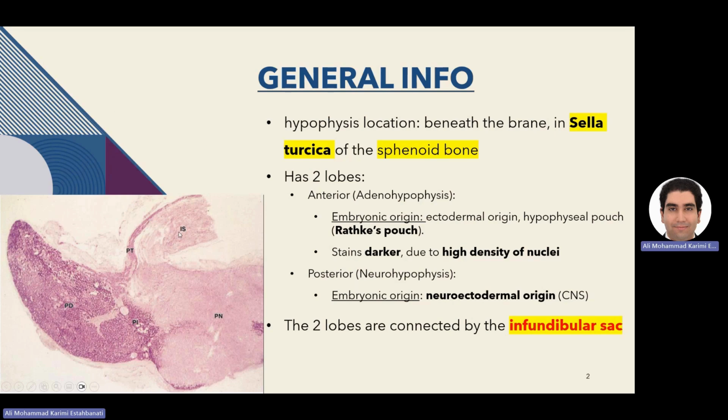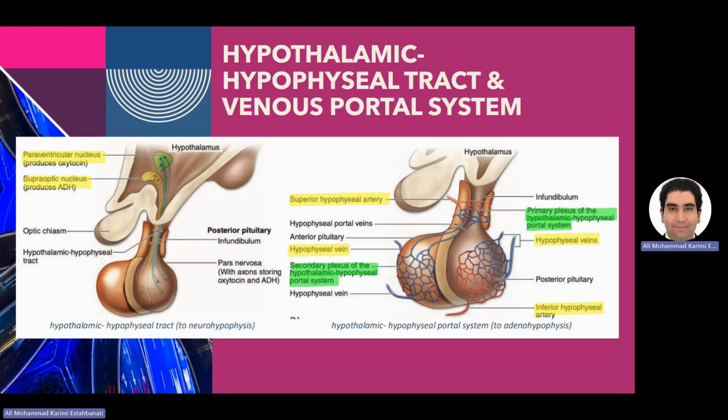Okay? Now, the next thing we need to see is the two systems, the hypothalamic hypophyseal tract and the venous portal system. Good. This is general info you guys need to see. This is the hypothalamus on top. We will have the infundibulum. We will have the anterior pituitary and the posterior pituitary. Now, let's see where we can get there.